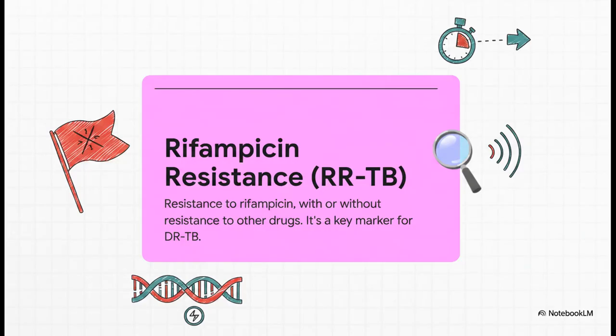We'll kick things off with rifampicin resistance, or RR-TB. This is our sentinel marker, our first major red flag, and here's why. Resistance to rifampicin is incredibly easy to spot with our rapid molecular tests, like the CBNAAT. That's the cartridge-based nucleic acid amplification test. Since it almost always travels with isoniazid resistance, any patient with RR-TB is immediately managed as if they have MDR-TB. It's our first and most important warning shot.